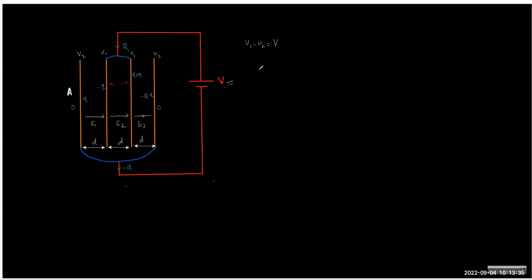So let's go from V2 to V2. V2 minus E1D minus E2D equals to how much? Equals to V2 only, no? Okay. So what we're getting here as the answer is E1 plus E2 plus E3 equals to 0.